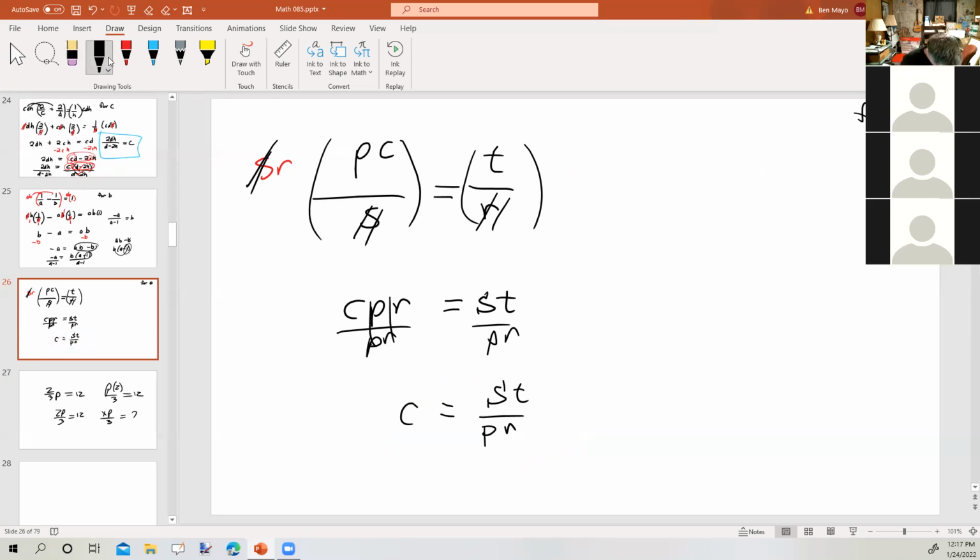Let me go back to the original problem, which was PC over S equals T over R. Okay. I'm supposed to solve for C. I wrote P up there. So the coefficient of C could be thought of as P over S, because all of that represents numbers, even though they're variables, right? So we could multiply both sides by S over P.